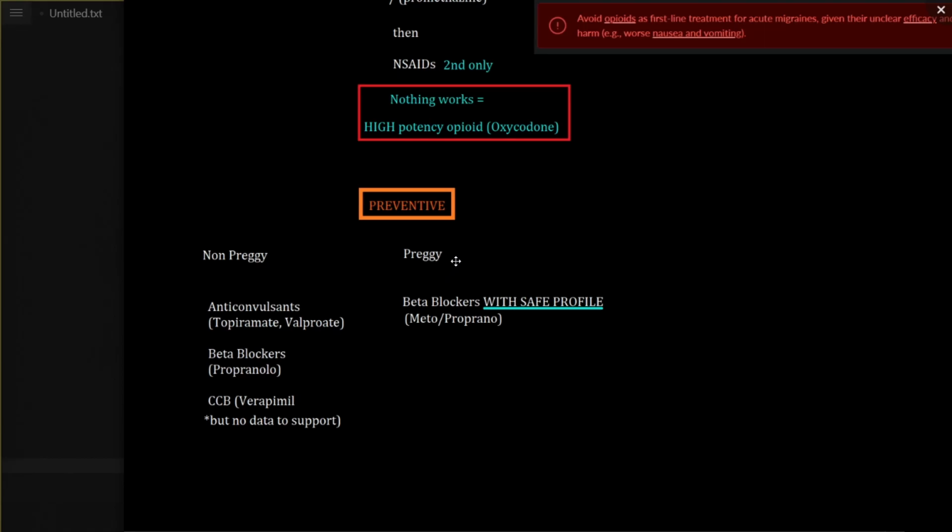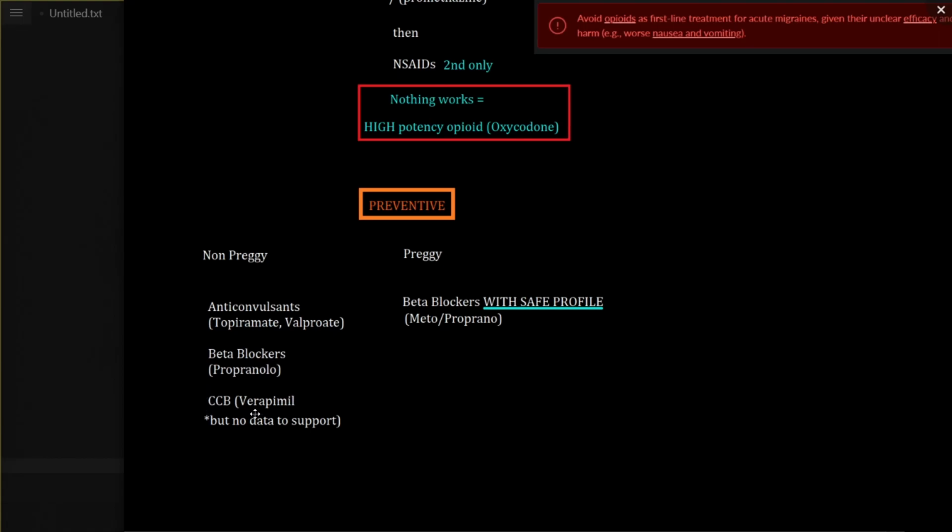We are going to subcategorize the patients into two groups. One is patients who are not pregnant, and the second is pregnant ladies. For the patient who is not pregnant, the first-line drugs that you are going to recommend are anticonvulsants, such as topiramate and valproate. These are very effective in preventing future attacks from occurring. Alternatively, you can recommend beta blockers such as propranolol.